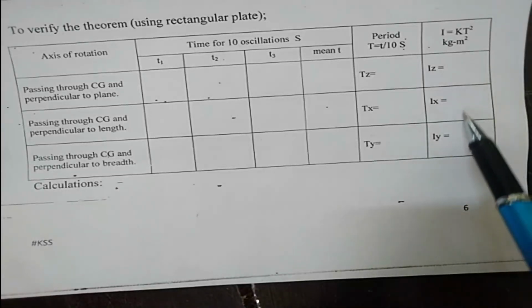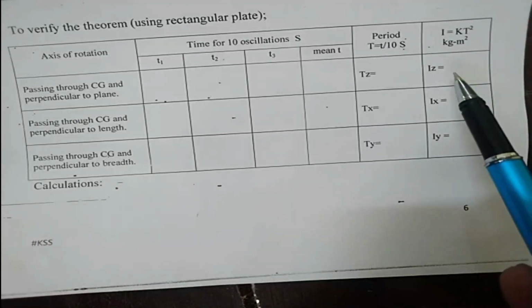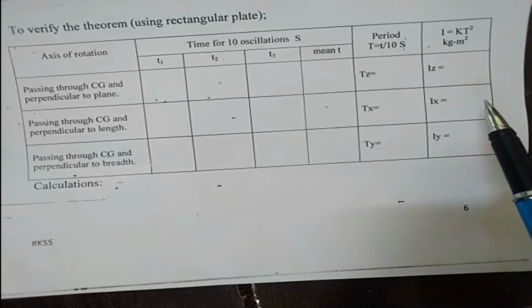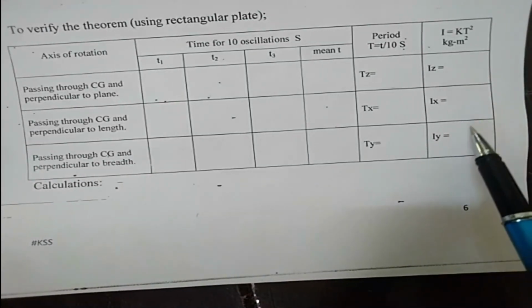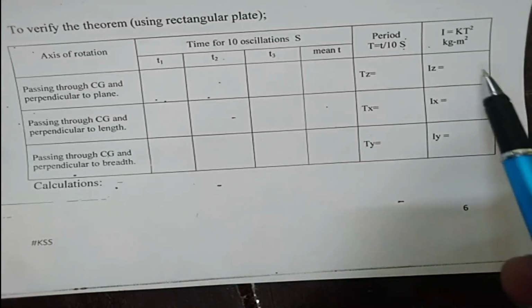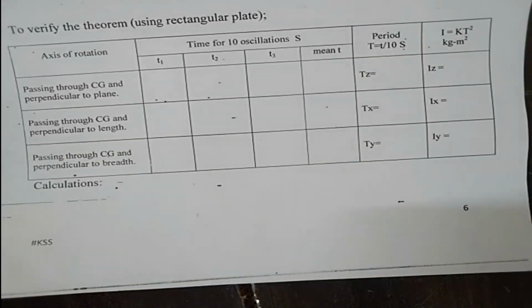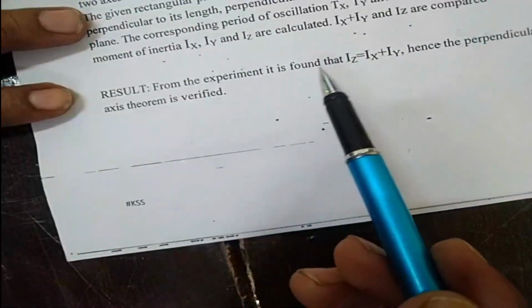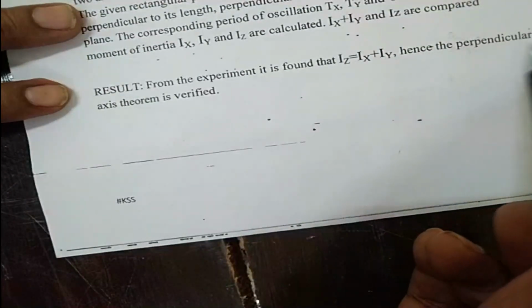Once you have finished all these trials you have to look at the result. Verification of the perpendicular axis theorem is possible only when the sum of these 2 values, Ix and Iy, is equal to Iz. That is the verification of the perpendicular axis theorem. You can write in the result: from the experiment it is found that Iz is equal to Ix plus Iy. Hence the perpendicular axis theorem is verified. Clear?